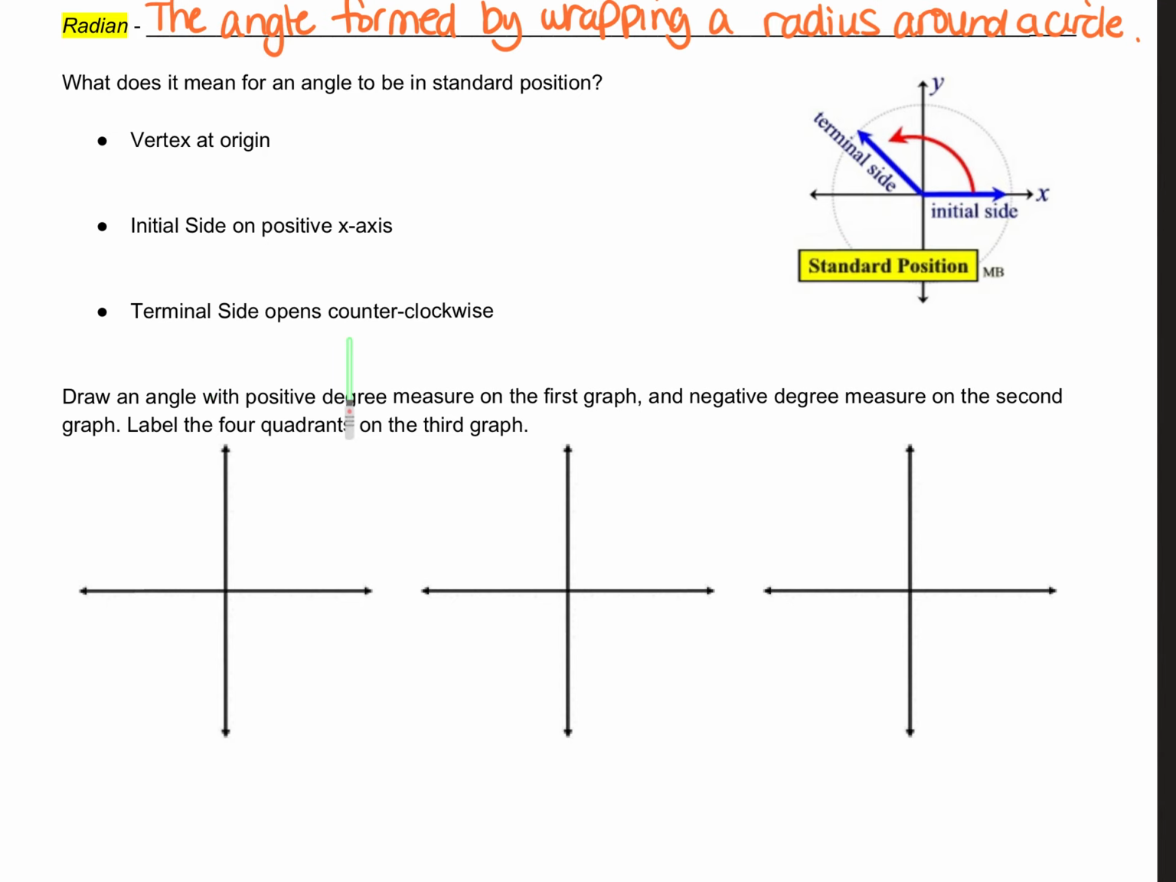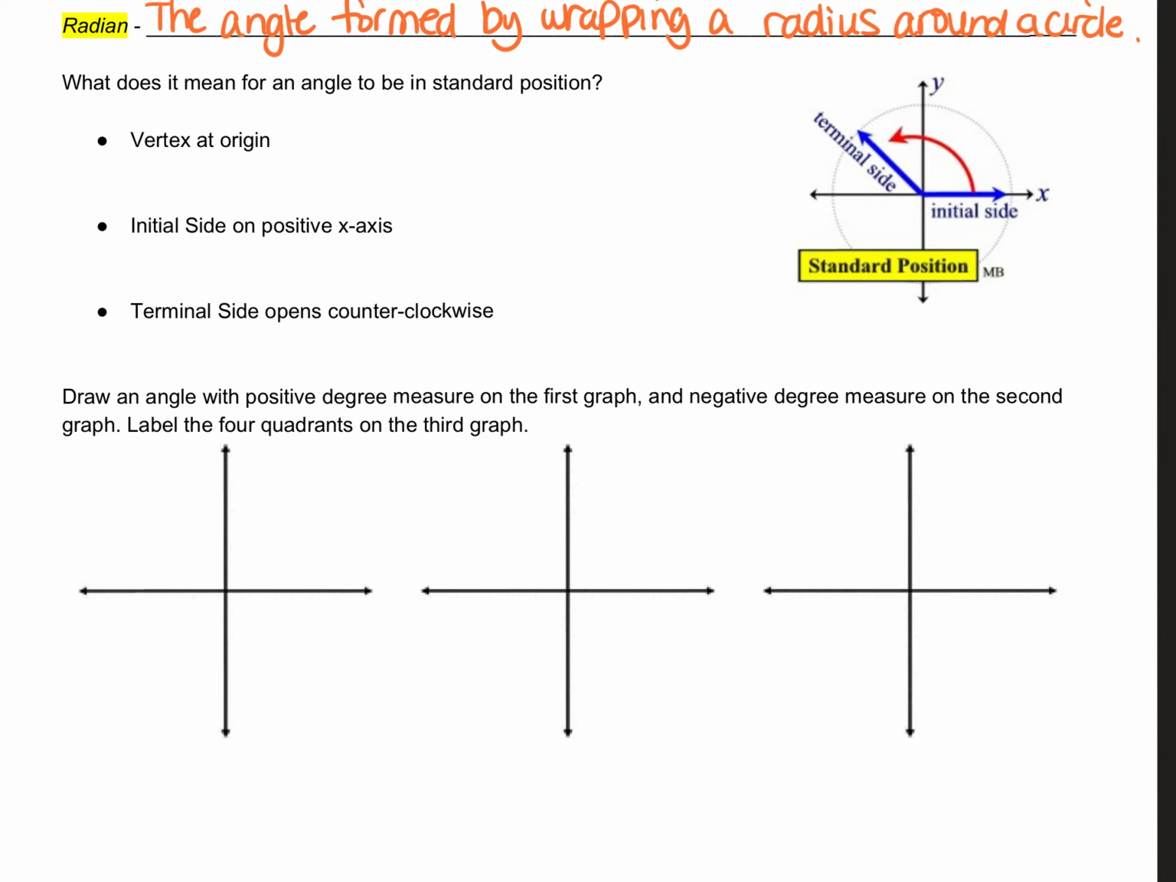And then the terminal side opens counterclockwise. So we have this counterclockwise movement until we have the angle formed that we want, and that's called our terminal side. So the initial side and the terminal side have a vertex at 0, 0, and that's what your angle is going to be. Now, this angle can be represented with either degrees or radians, and we'll talk about that in just a minute.